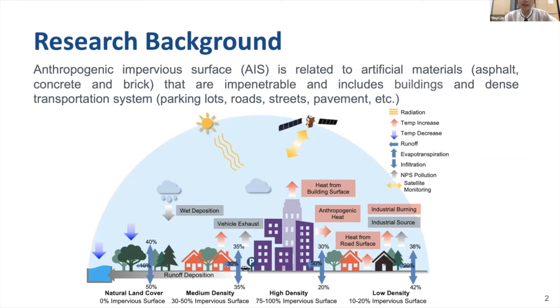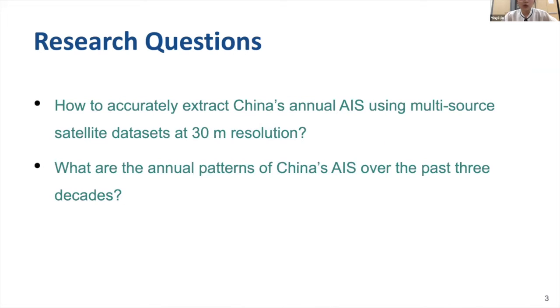flooding. However, monitoring the large-scale impervious surface in China is difficult, for China covers diverse climate regions and also has complex terrain and diverse land cover. So single-source data may not be sufficient for impervious surface mapping, which urges the use of multi-source data. So in this study, we want to address the following two research questions.